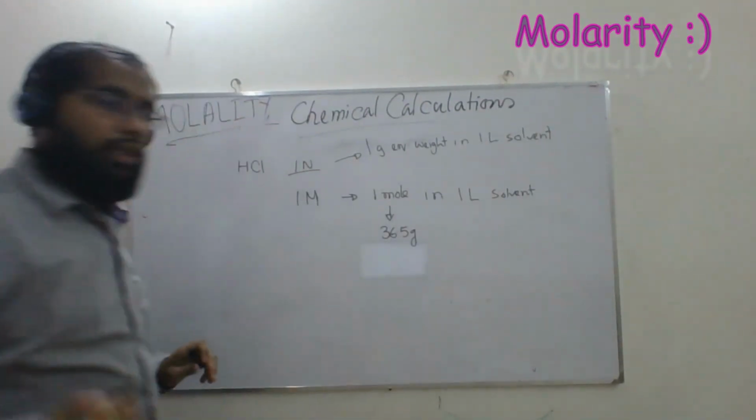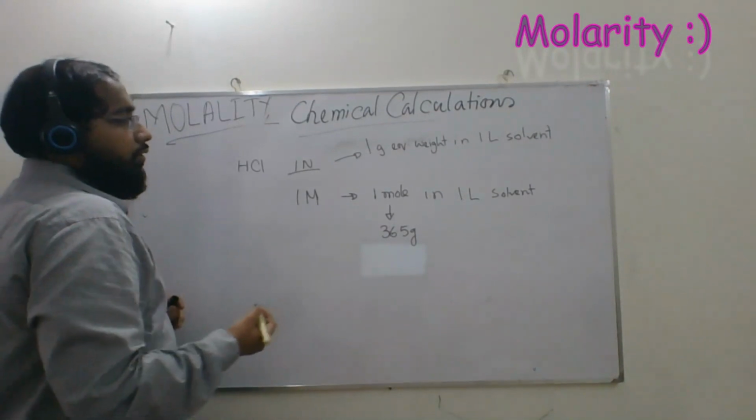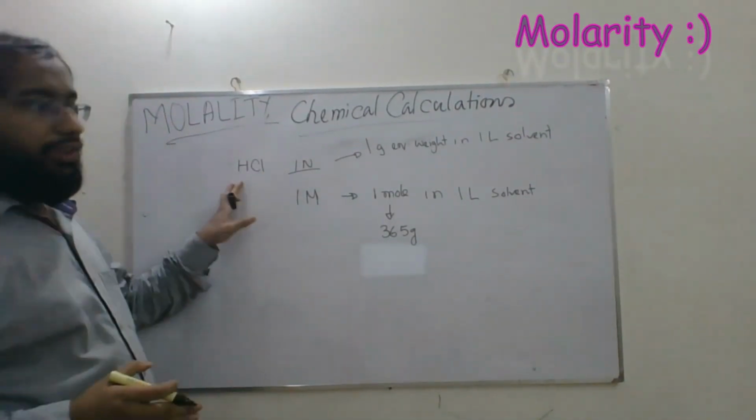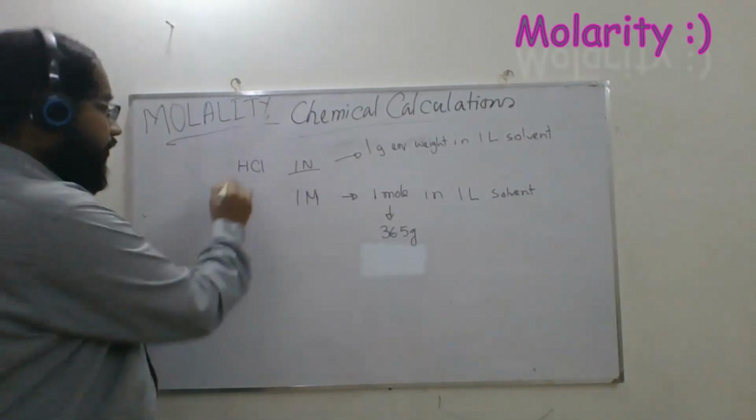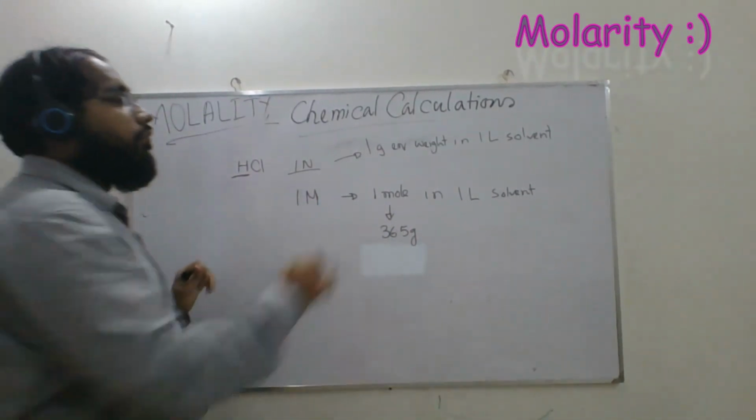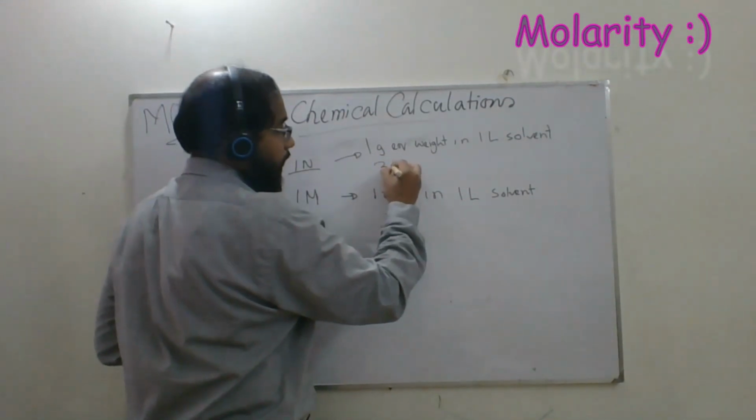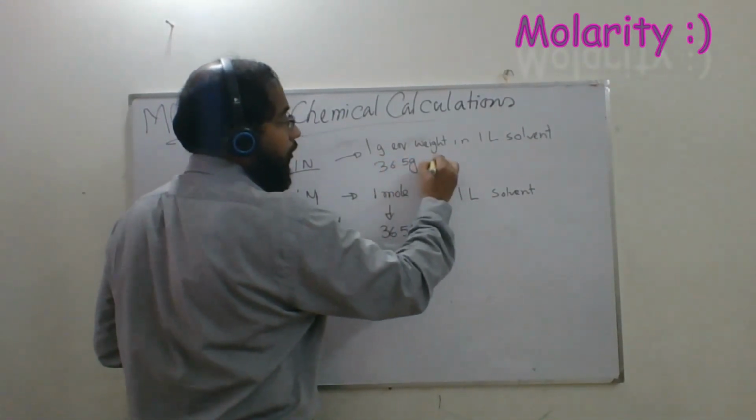Now that means as for hydrochloric acid, the gram equivalent weight and the molar weight are the same because of this 1 hydrogen. So for this one, it is also 36.5 gram in 1 liter solvent.